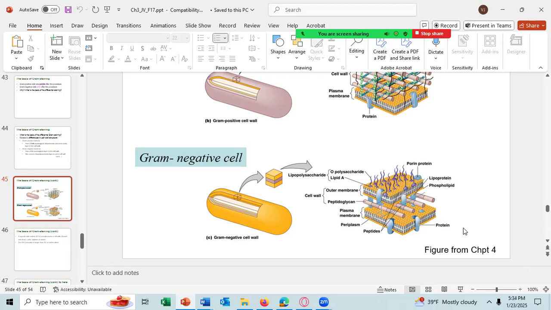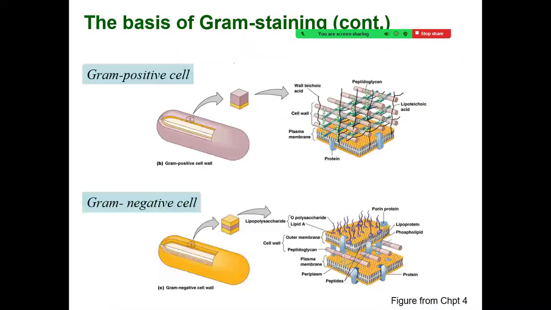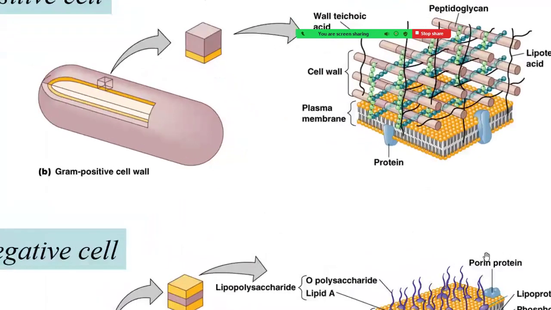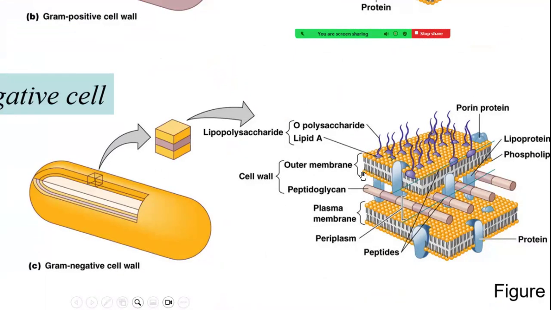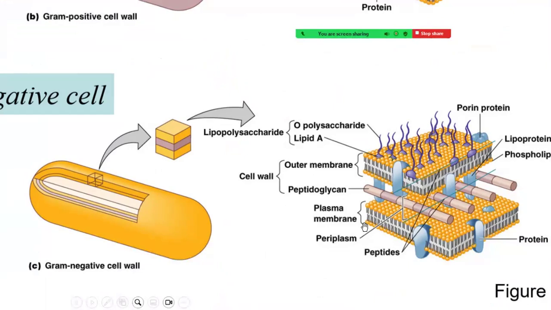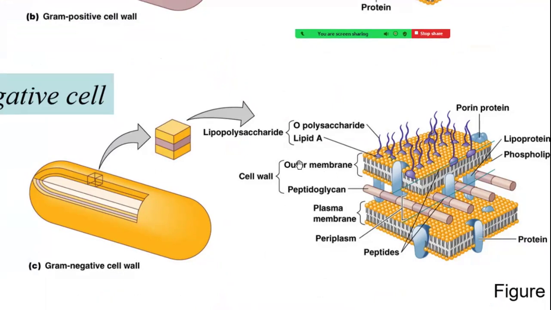Let me see if I can blow this up. That's better. So right there and right there is the phospholipid, and it's mostly a lipid bilayer, largely phospholipid in the second layer as well. It's not all phospholipid, especially in the outer membrane, but it's the main molecule in both the cell membrane and in the lower layer of the outer membrane, as well as in the upper layer of the outer membrane. So phospholipid is the main molecule in all of these membranes.